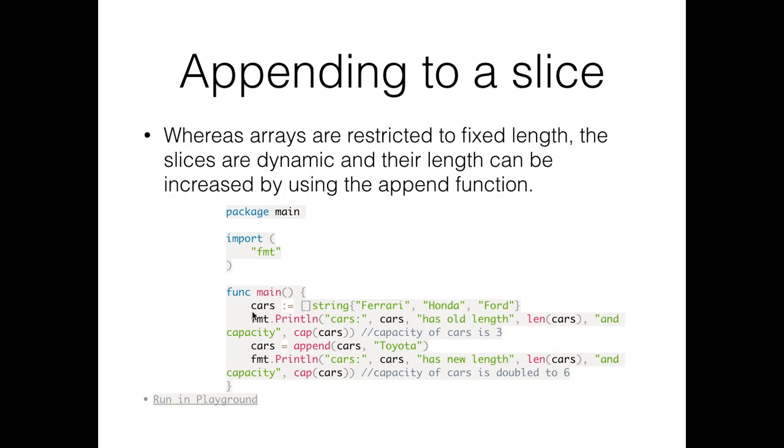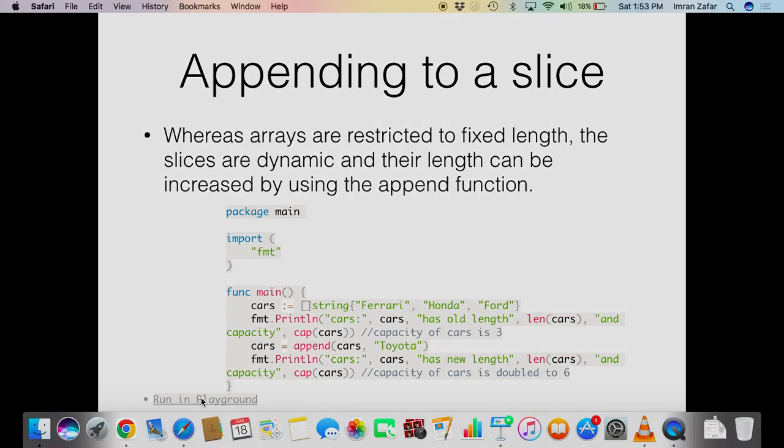You have a cars slice, which is of type string and takes three values: Ferrari, Honda, and Ford. Now you're printing this cars slice's length and capacity. Then you're appending a value to cars by adding Toyota using the append function, and you're again printing the length and capacity of the cars slice. By appending a value to the slice, the capacity increases to twice its size. So if the previous capacity of the slice was 3, then the new capacity will become 6 after appending to the slice.